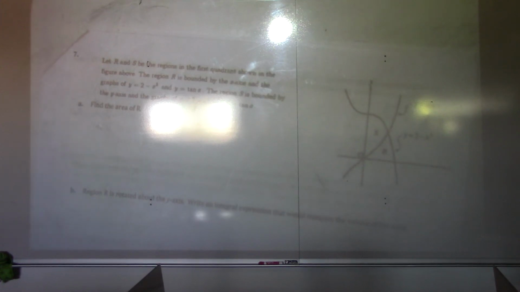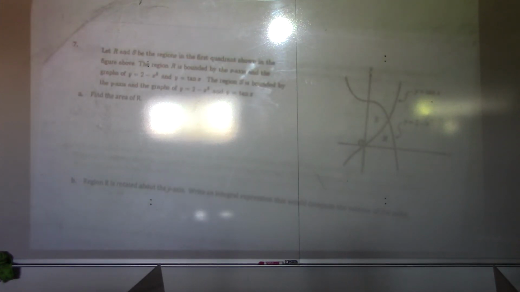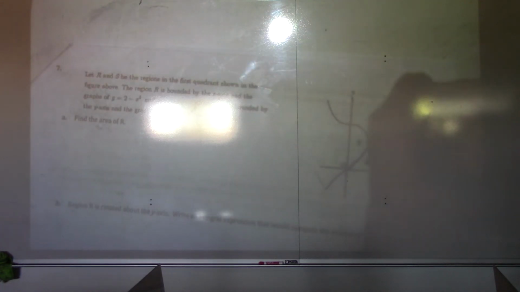Here we've got R and S are the regions in the first quadrant. This is tangent. This is 2 minus x cubed. S is bounded by the y-axis and so on. Find the area of R. So area of R is a little bit tricky because what people are tempted to do is top minus bottom. I don't have a top minus bottom. What you could do is right minus left. So I'm going to put this in terms of x. Subtract over. That would be 2 minus y, and then you'd need to cube root it to get to x. And then here, undoing tangent is just x equals tan inverse of y.